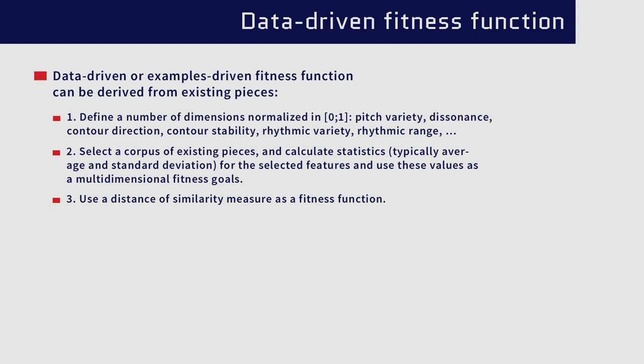The corpus used to calculate these fitness goals can be a single piece of music or a collection of pieces, or it can be selected excerpts. The third step in the process is to define a distance or similarity measure that will compare the statistics of each individual to that of the corpus to determine how fit it is. This approach of using an existing corpus as a target is yet another way to implement some sort of style imitation. These data-driven approaches to automatic fitness have often been deployed in hybrid contexts where genetic algorithms are used in combination with other generative techniques.